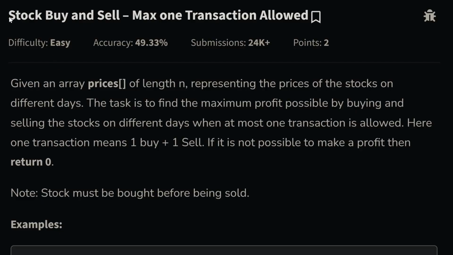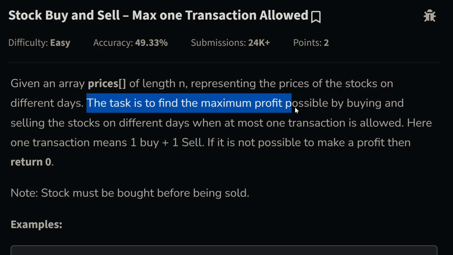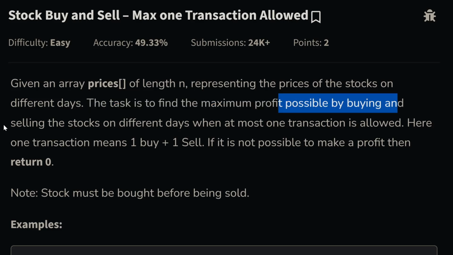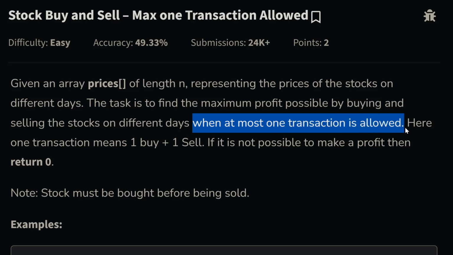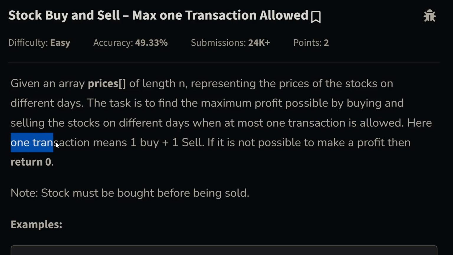Here we go. We have a question, stock buy and sell, maximum one transaction allowed. You are given an array of length n representing the prices of the stocks on different days. The task is to find the maximum profit possible by buying and selling the stock on different days when at most one transaction is allowed. Here, one transaction means one buy plus one sell.